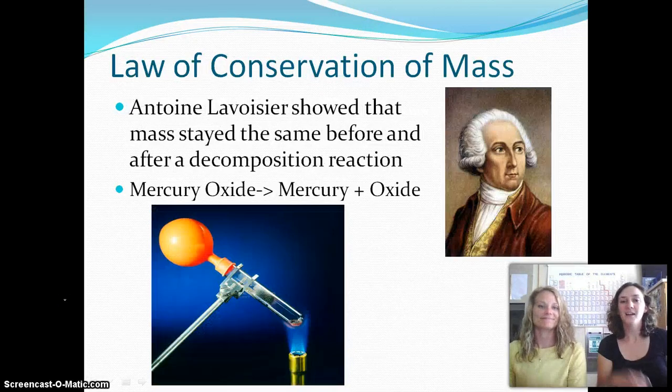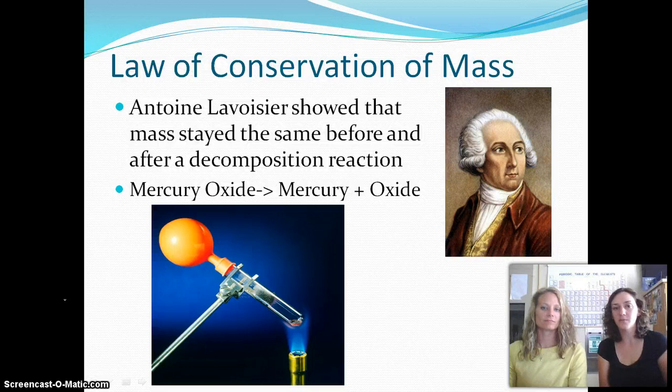Yeah. So, the law of conservation of mass. Antoine Lavoisier, if I said that wrong, you can correct me, showed that mass stayed the same before and after a decomposition reaction. Okay, you've heard this before, law of conservation of mass. It just means that nothing goes away. The mass is going to stay the same throughout. So, in his experiment, he took mercury oxide, which is a red powder, put it in a test tube, and heated it. And what happened was that the red powder turned into silver liquid mercury and oxygen gas.